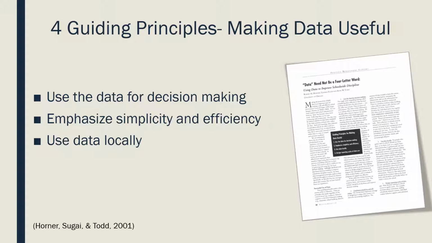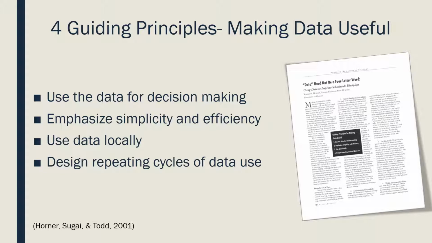A third principle of usable data is that it must be used locally within the school setting. Data that are collected just to be sent somewhere else and then never viewed again at the school level is an opportunity lost. The final principle of usable data is to design repeating cycles of data use. Determine when you will measure and evaluate results so that the information can be used to help guide decisions and actions. Make this a regular occurrence, not a one-time event.